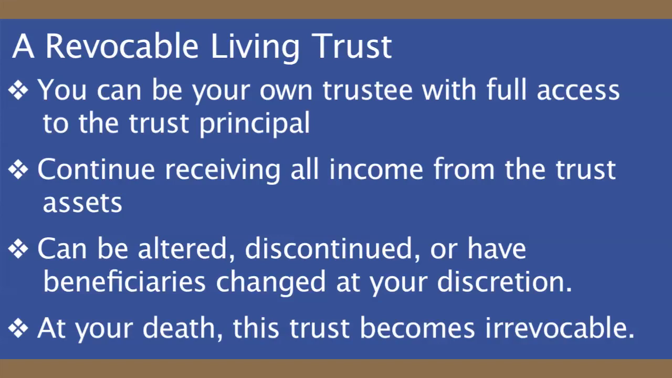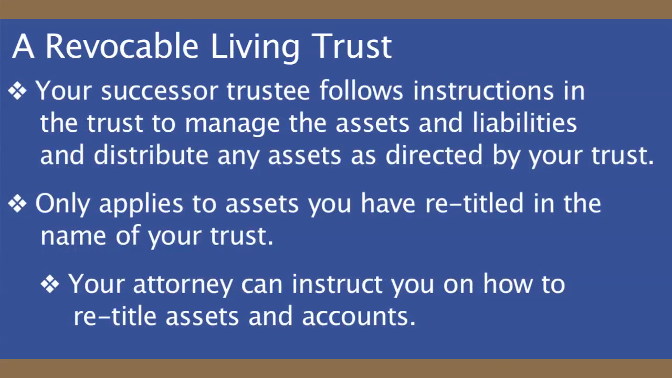A revocable living trust can be altered at any point during your life. You can change beneficiaries or discontinue the trust at your discretion. At your death, this trust becomes irrevocable. The person you name as successor trustee will then follow instructions in the trust to manage the assets and liabilities, and if your trust directs, to distribute the assets in your trust.